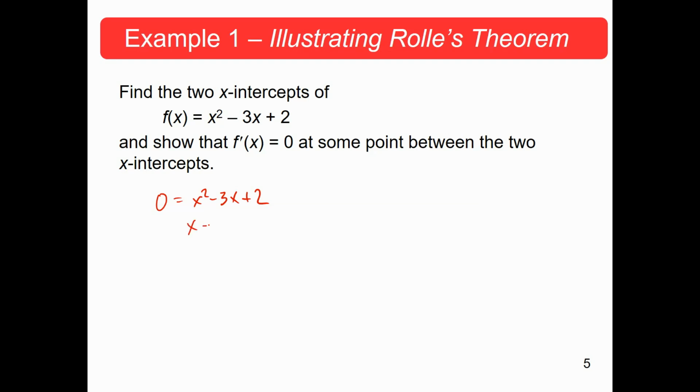So I know I can factor this: x minus 2 times x minus 1. That gives me that x equals 2 and x equals 1. That means somewhere between 1 and 2, there has to be a first derivative equal to 0. Can we prove that? Well, I believe we can. So let's look at it.